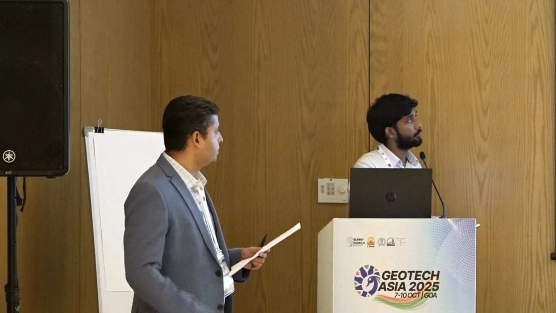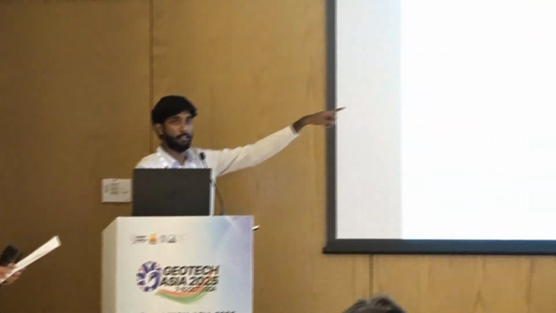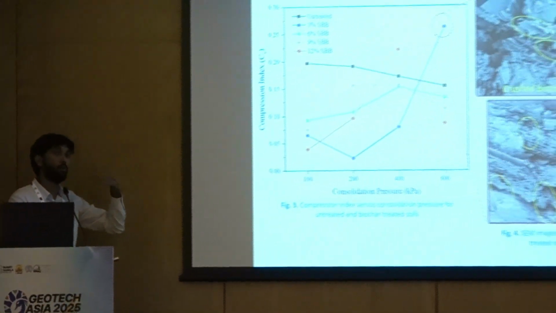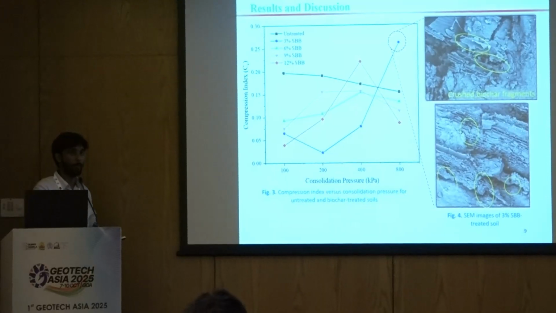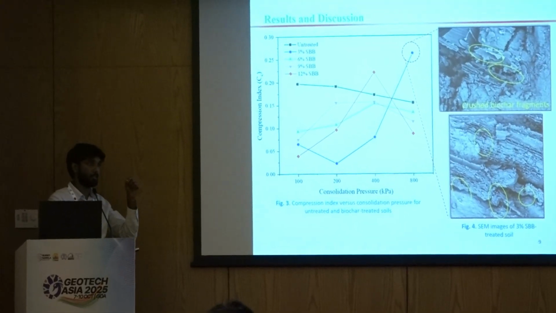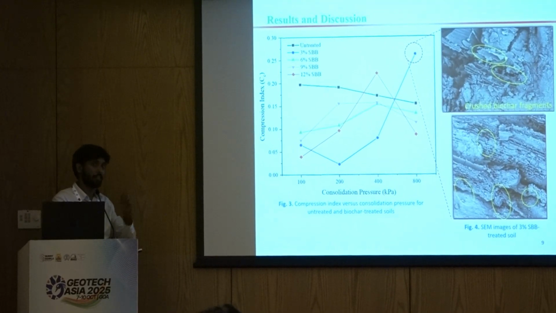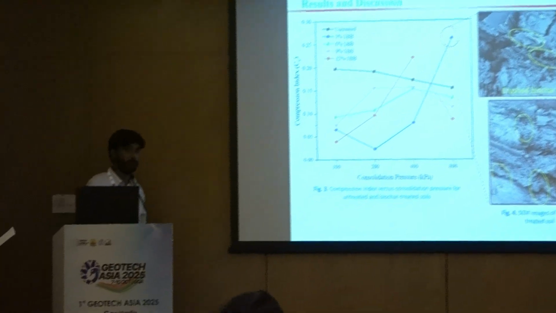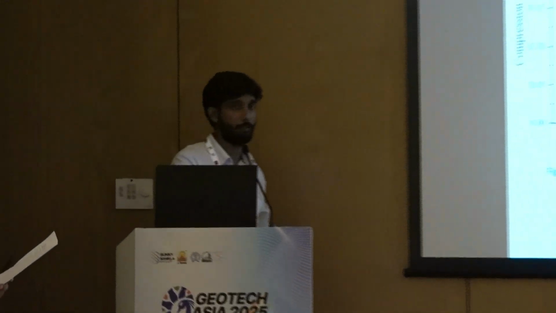So I have shown you the same image. These are the crushed biochar particles. In coarse biochar particles, more crushing was observed because the particle size was larger, so the tendency of getting crushed was high. Even at lower consolidation pressures? Yes, ma'am. Here we observed it at 800, but there we observed it at only 400 kPa because of its particle size. So particle size also plays a major role.